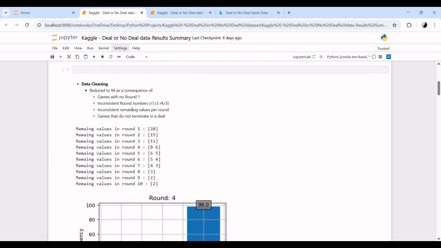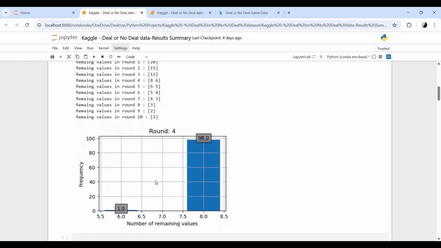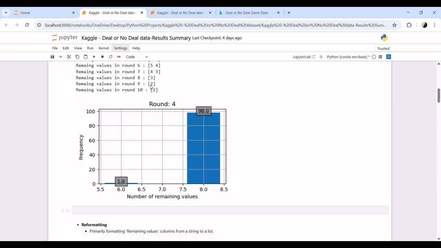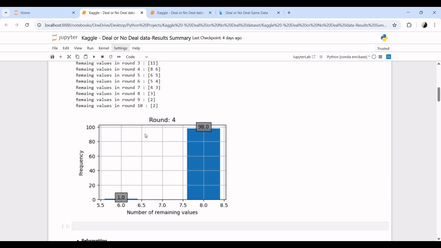For example, what I mean by inconsistent remaining values per round is that in the analysis we found that all round ones had 20 remaining values, all round twos had 15, so that's consistent. But when we got to round 4, 5, 6, and 7, we had inconsistencies. For instance, with round 4, we found that some had 8 remaining values and others had 6. So looking further into it, for each of the rounds, we found that there was a clear outlier.